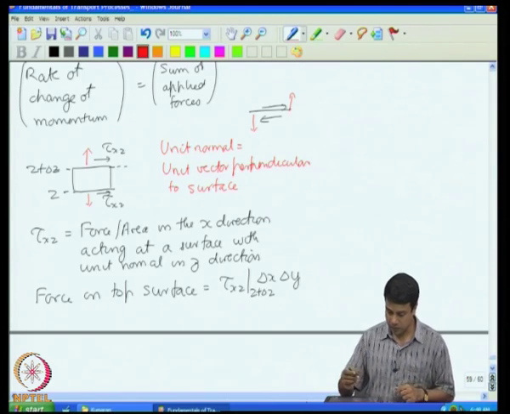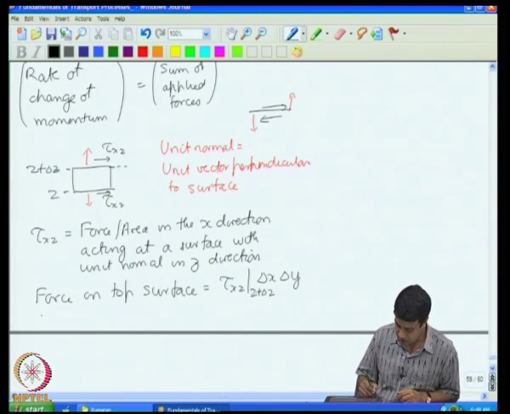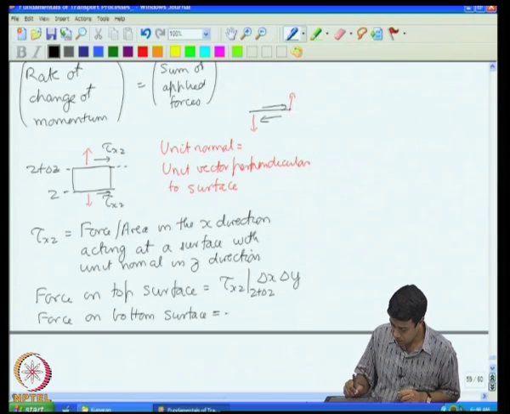Therefore, the force on the bottom surface, whose unit normal is in the minus z direction, is equal to minus tau x z at z times delta x delta y.